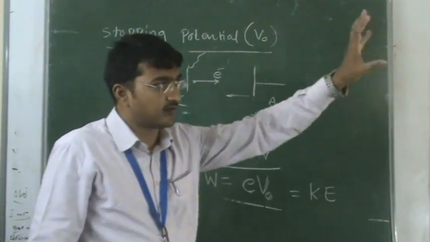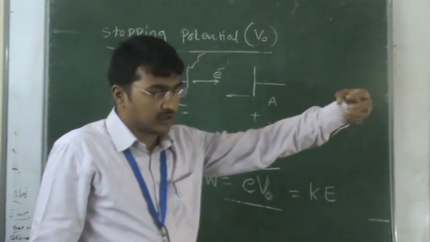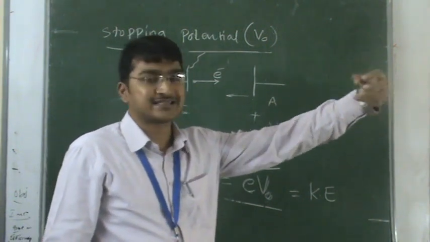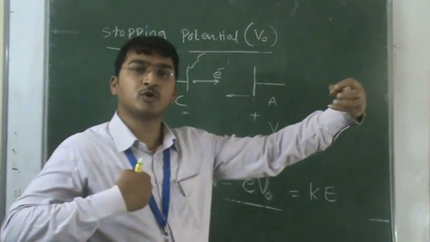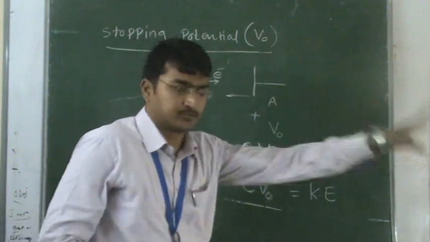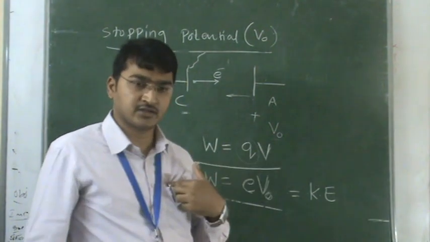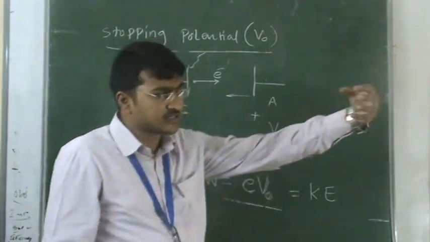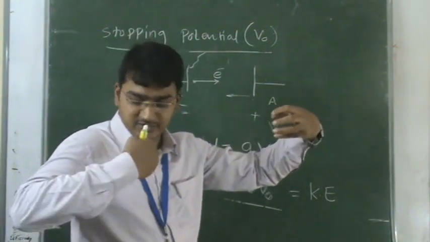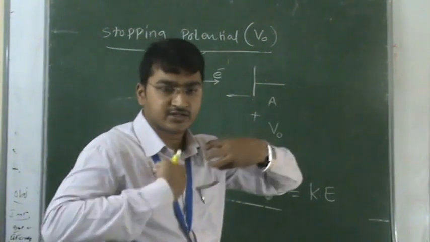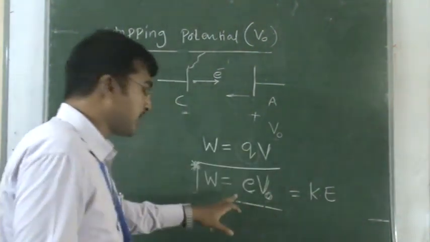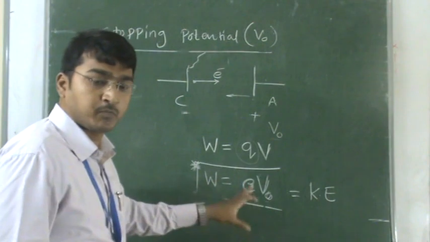Got it? If the kinetic energy of the electrons is 100 joules, we need to apply 100 joules of energy to stop them. Then only will it stop. If you apply less energy, the electron will reach the anode. If you apply more, that is not the stopping case. At the stopping potential, no electron reaches the anode. Remember, this is a very important point.